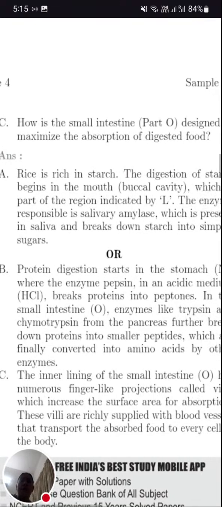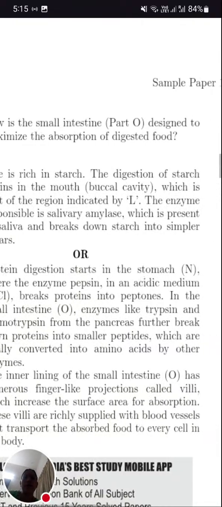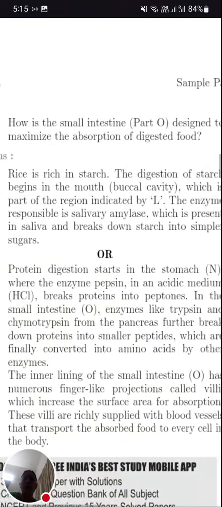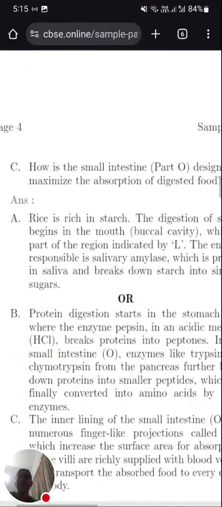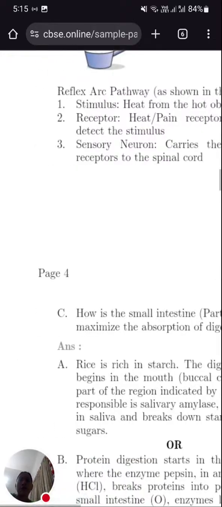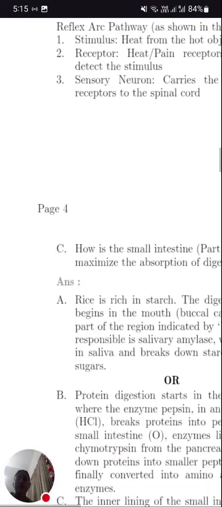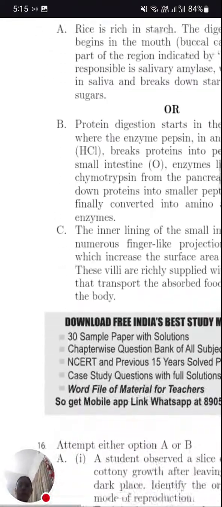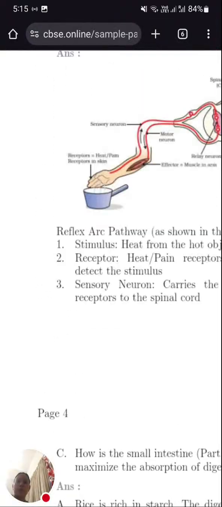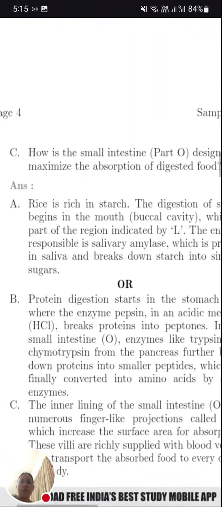So let's have the answer. Rice is rich in starch. The digestion of starch begins in the mouth, the buccal cavity. Maybe one more question will be there, which we left. So let me see that. Okay, three questions are there. Page number 4.